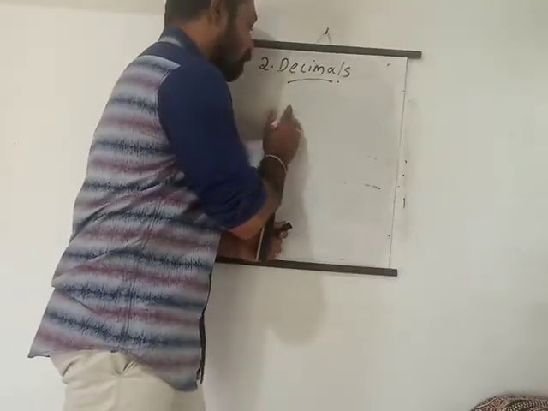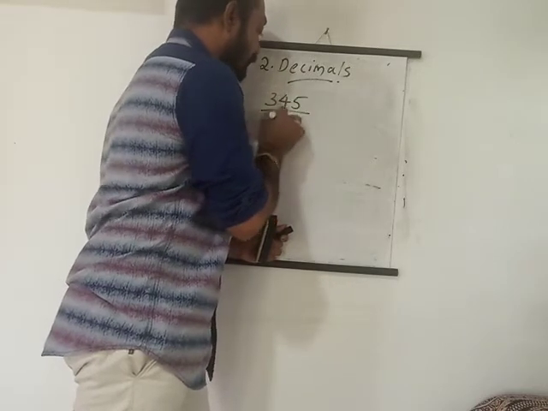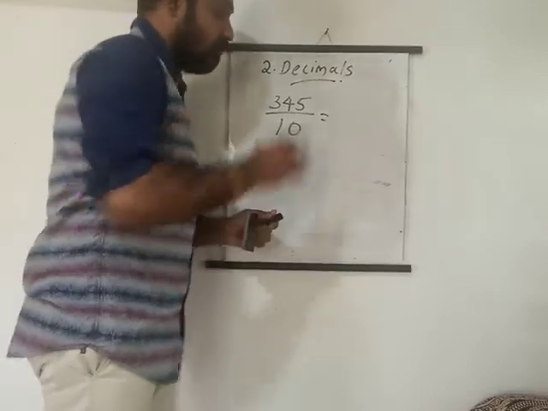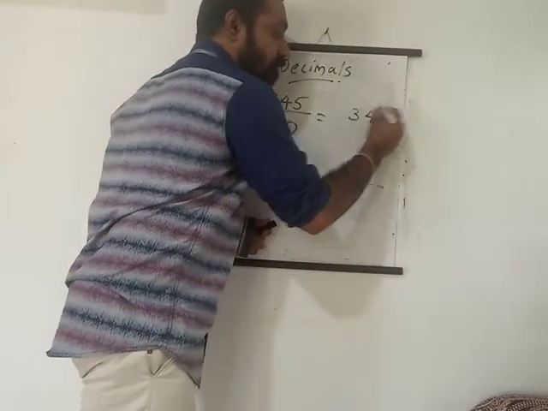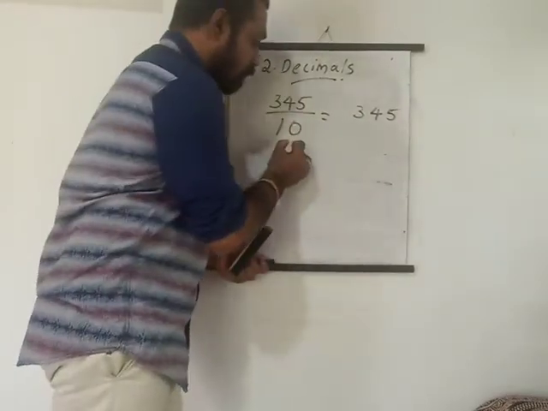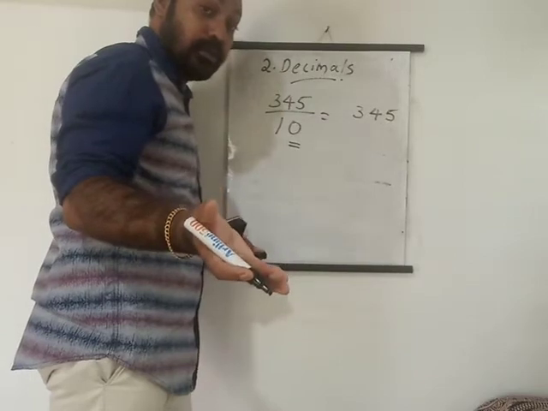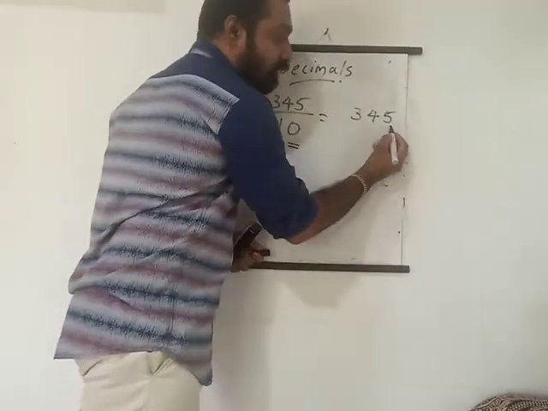So take the example 345 divided by 10. What we have to do is write the number 345. How many zeros are there? 1 zero. But from where do we have to put the point? From the right end. That means the right end number is what?